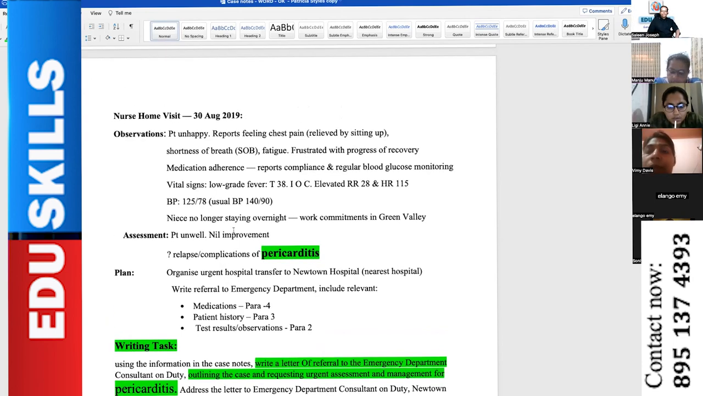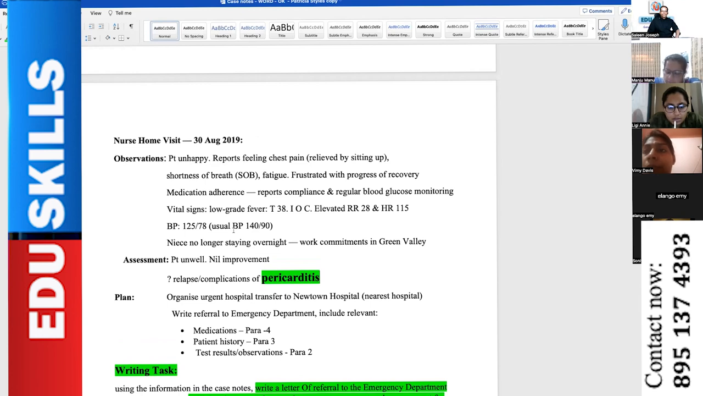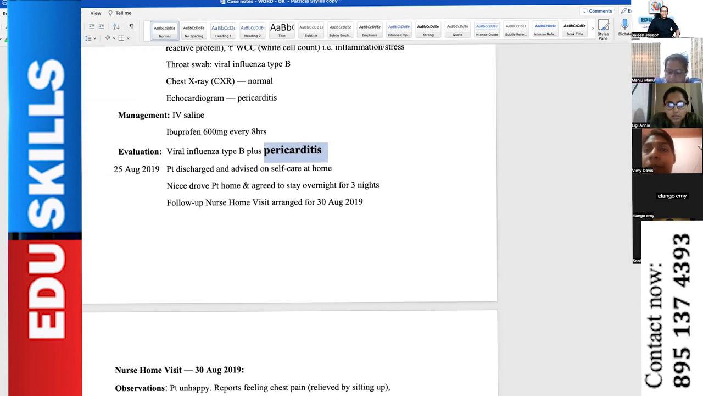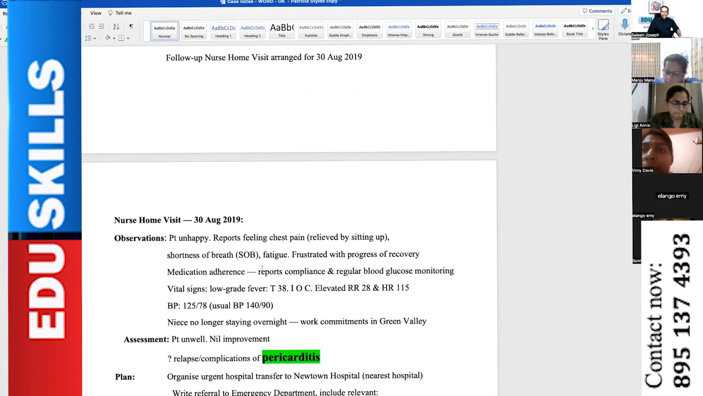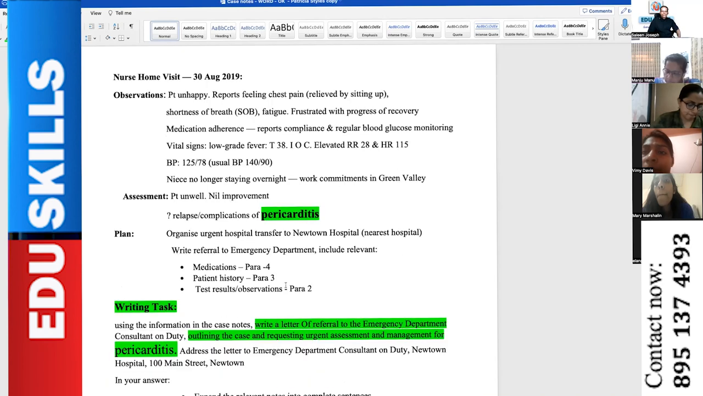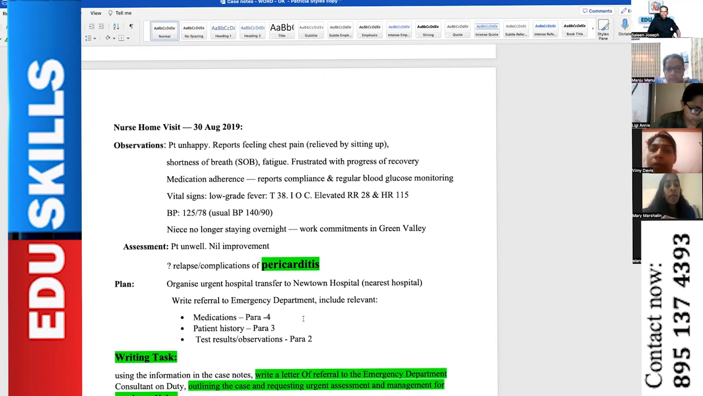Then somewhere, under evaluation, there is viral influenza type B plus pericarditis. Okay, again, there is one pericarditis here. Good. Then echocardiogram indicated pericarditis. You can even look into your hard copy if you have. Try to circle, underline or highlight these words. Okay, at least four you have here.